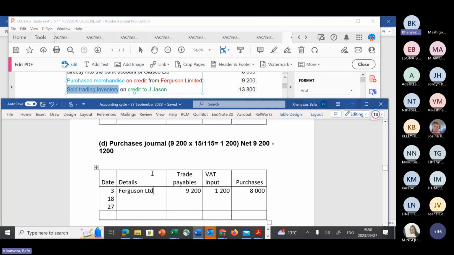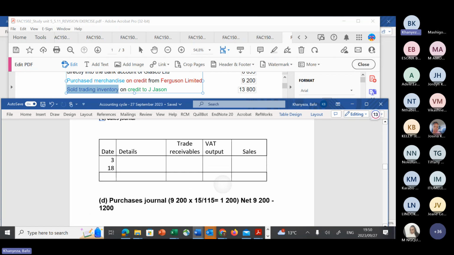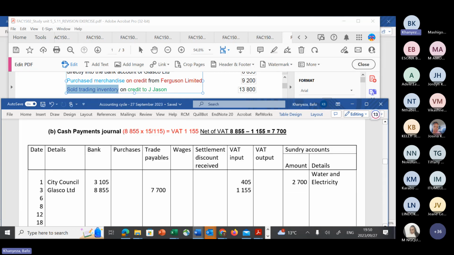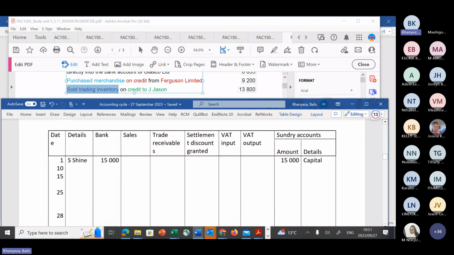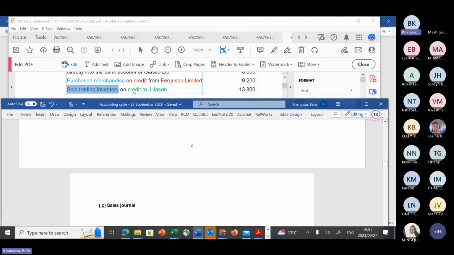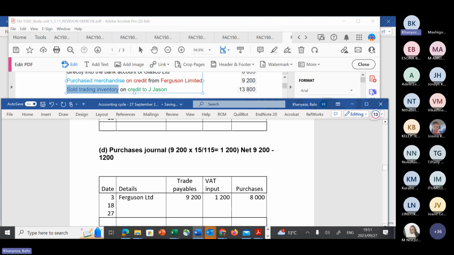Okay, let's see. Sold on credit. Does this go to the cash payment? No, it's on credit. Cash payment, as the word suggests, is cash receipt. Something that isn't for cash has to go to the sales journal, which is for credit sales. The purchases journal is for credit purchases.